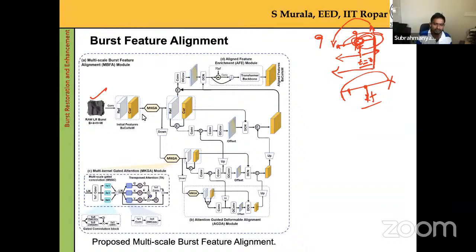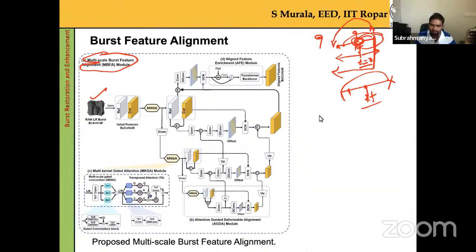So now coming to the execution part. In my paper, we have proposed a multi-scale burst feature alignment module. Multi-scale feature alignment or multi-scale feature extraction is well known in literature, and it shows better performance as compared to single scale. Multi-scale generally happens either by using different filter sizes, that is one possibility, or the other one is to change the image size.